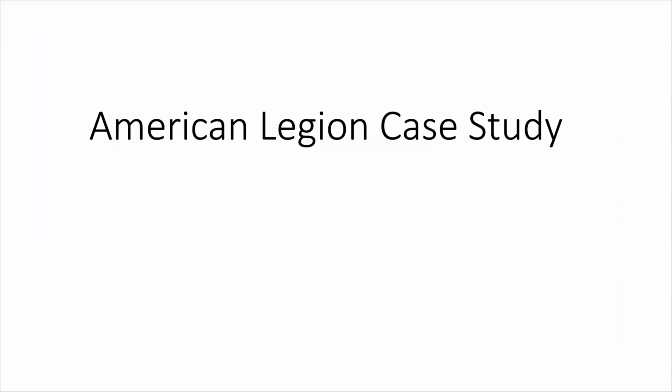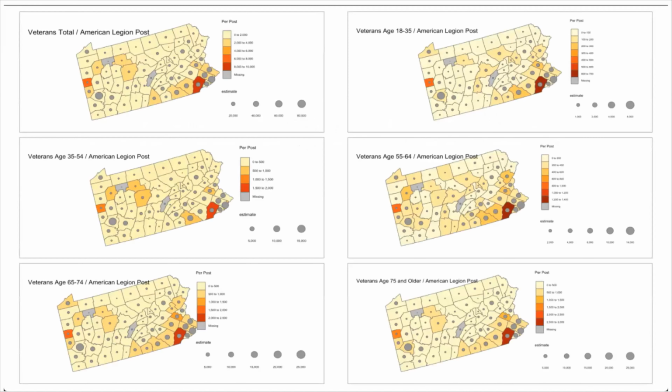And now I want to jump into a more detailed case study that I did for the American Legion. So there are 6 maps on this slide representing the number of veterans in each county and their ratio to the American Legion posts in each county. The first map shows total veterans by post. The other 5 maps show veterans by different age groups per post. The colors represent the ratio of veterans to American Legion posts within the county.